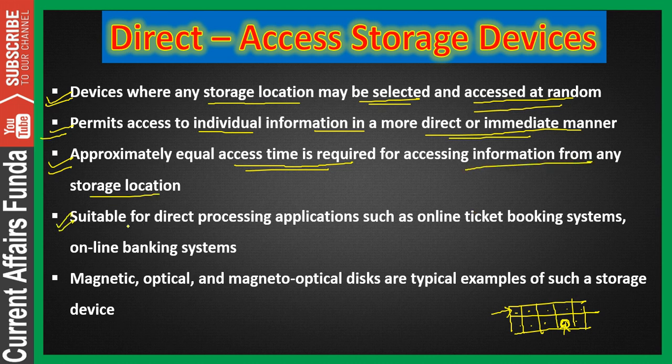Next point, suitable for direct processing applications such as online ticket booking system and online banking. Now you get to know what is offline and online. All these kinds of things are on an online basis. Online ticket booking system, online banking system. For all these applications we use direct access storage devices.